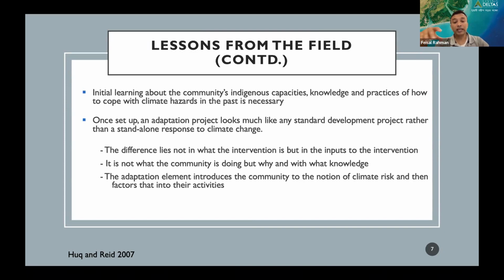Understandably, the adaptation element essentially introduces the community to the notion of climate risk. Therefore, it increases or enhances their knowledge of climate risk, and that also empowers them. And these are then taken into consideration when they are prioritizing different activities.